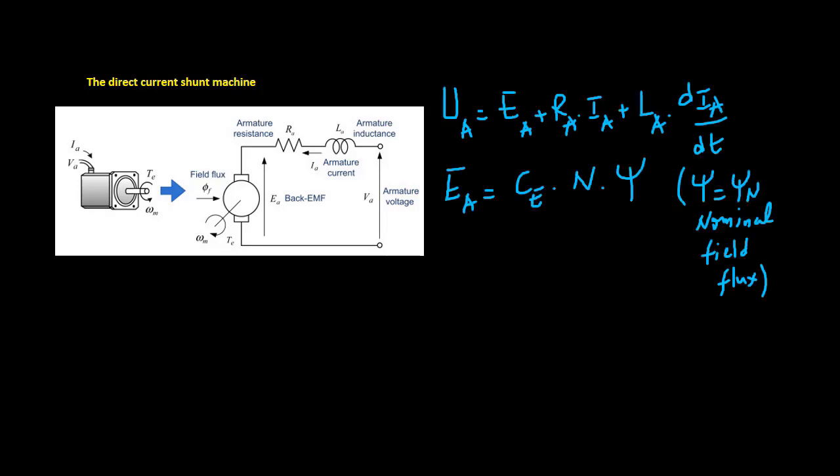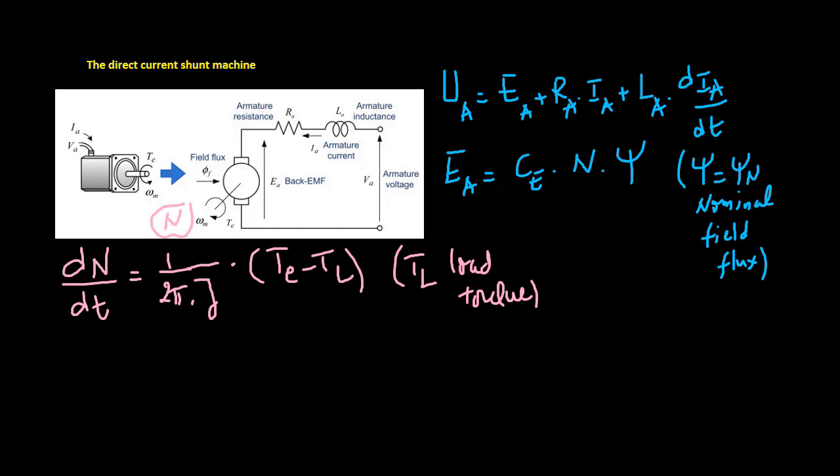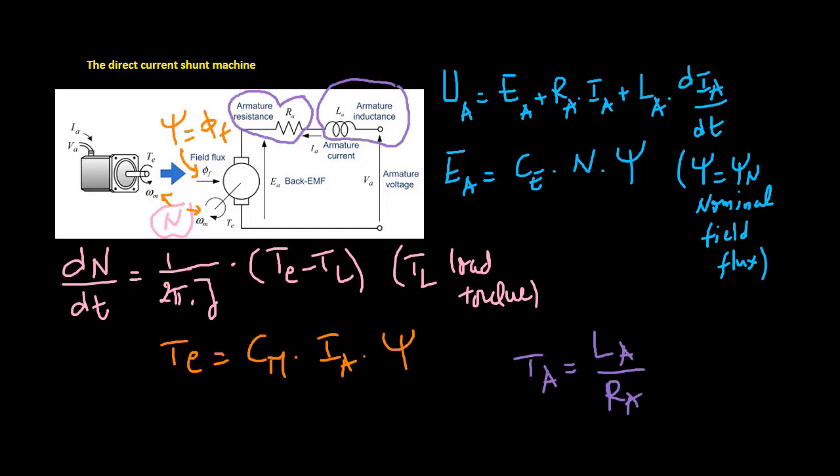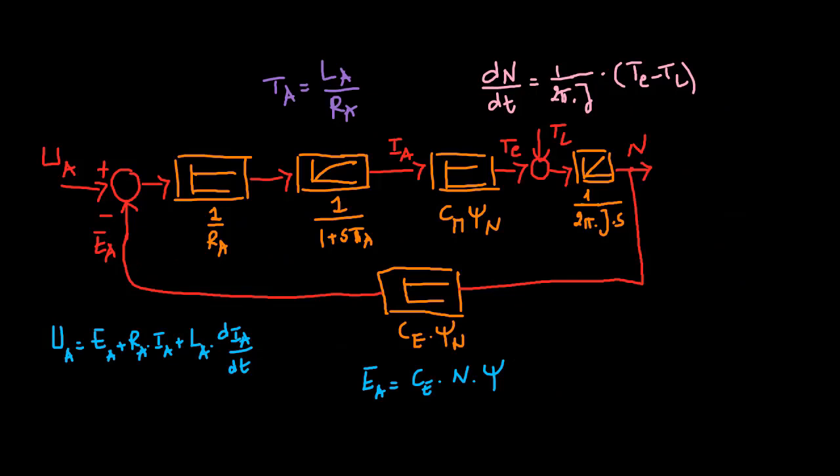The equations in differential equation form for a DC shunt machine are given for the armature voltage, for the back EMF, the speed of rotation, the internal torque, and finally the armature time constant. From these equations, the signal flow diagram of the DC shunt machine with constant field flux can be produced. Machine data of the DC shunt machine are given.